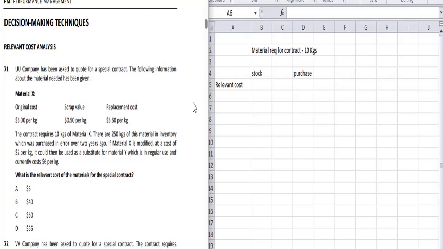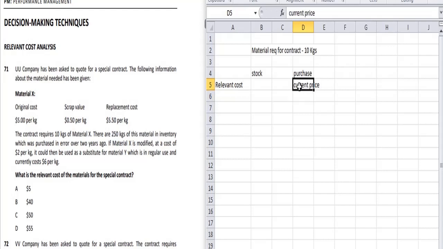So now, for the relevant costing of material, the first step is to identify how much material is required for the new contract. In our case, it is 10 kg of material X. The next step is to identify whether this material is available in the stock or we need to purchase it. The question says there are 250 kg in the inventory, so the 10 kg requirement can be fulfilled from the inventory. But in case we need to purchase, the relevant cost will be the current market price.